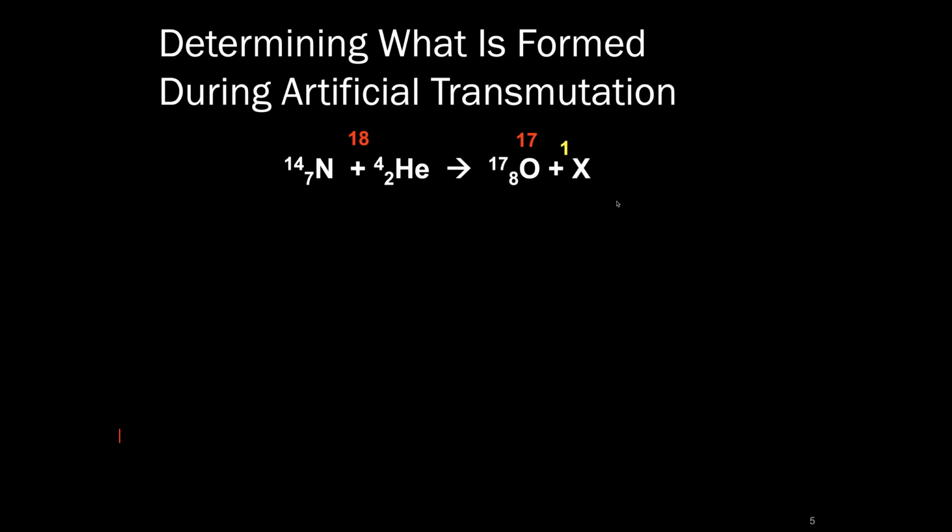If we look at the bottom, 7 plus 2 is 9. On the other side, we have 8. 8 plus what is 9? Well, again, 1. So, what particle has a mass number of 1 and a charge of 1?